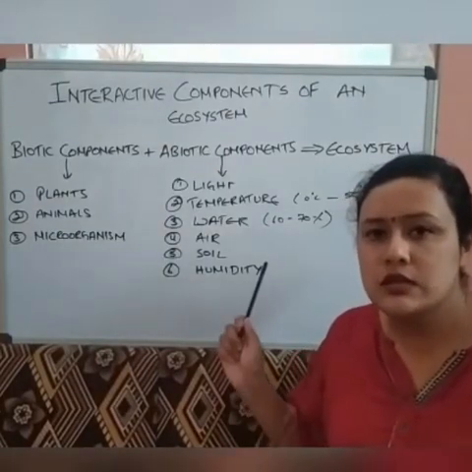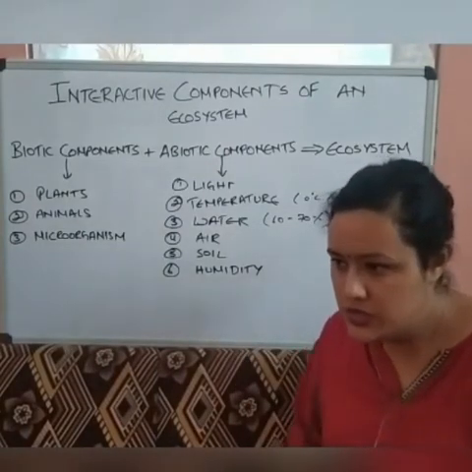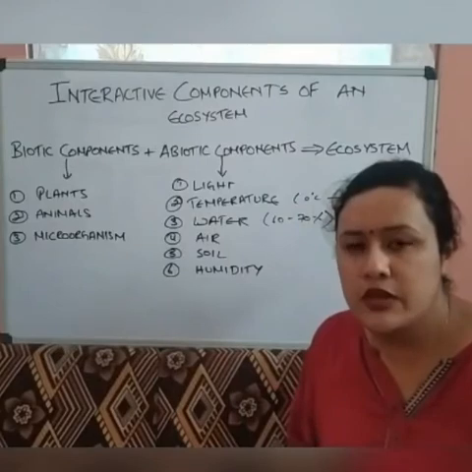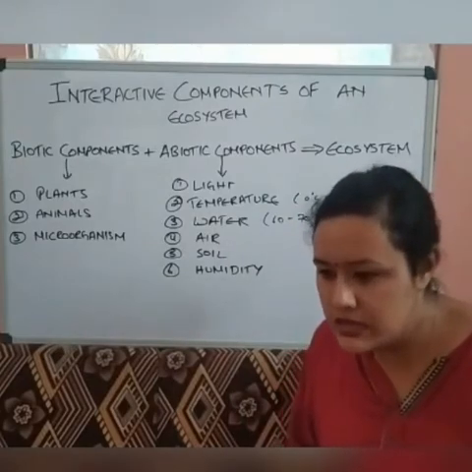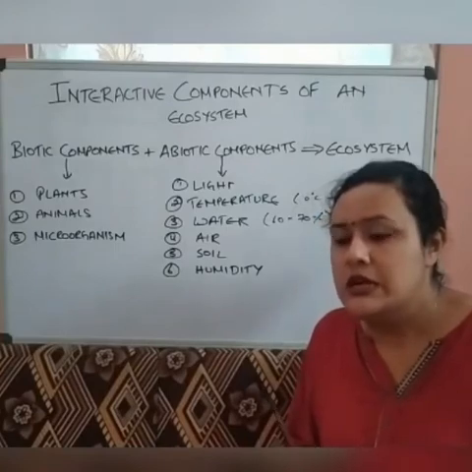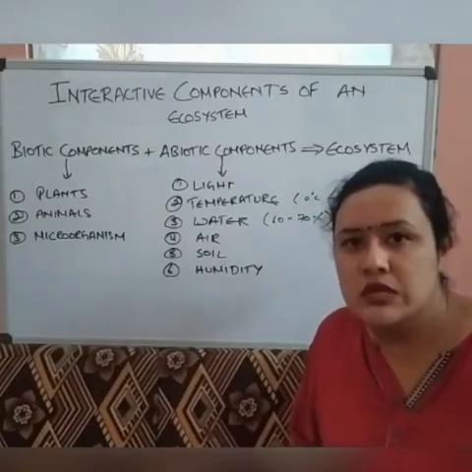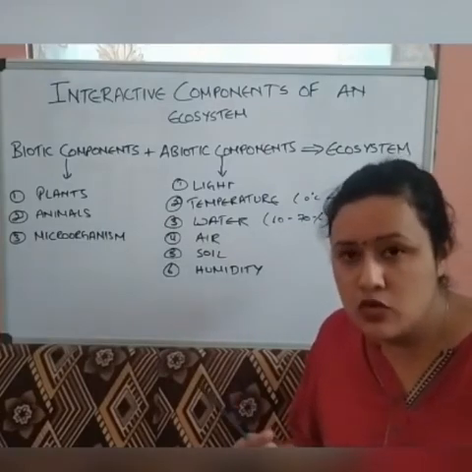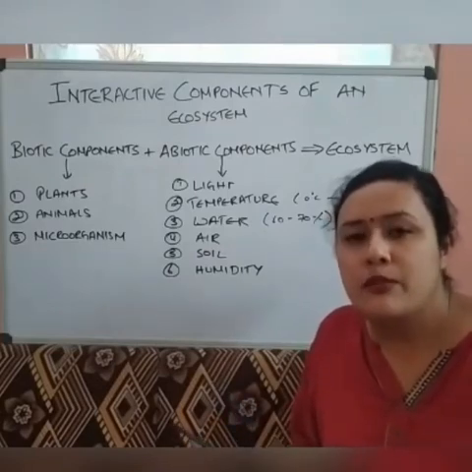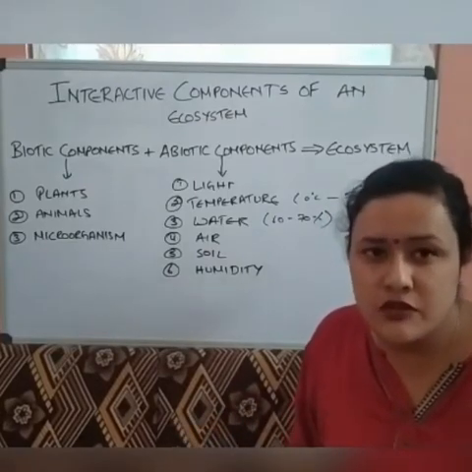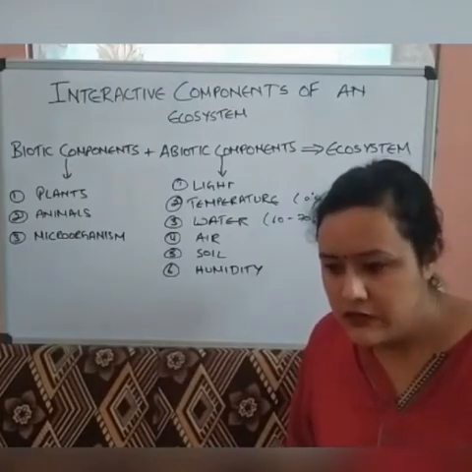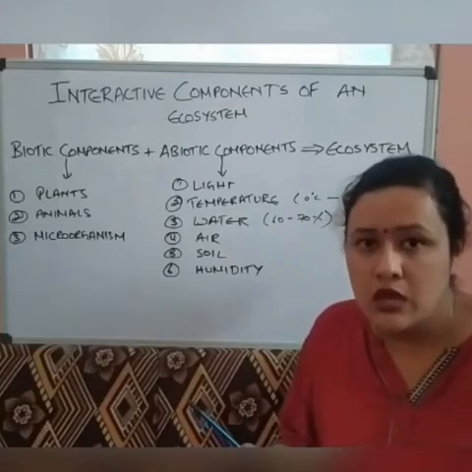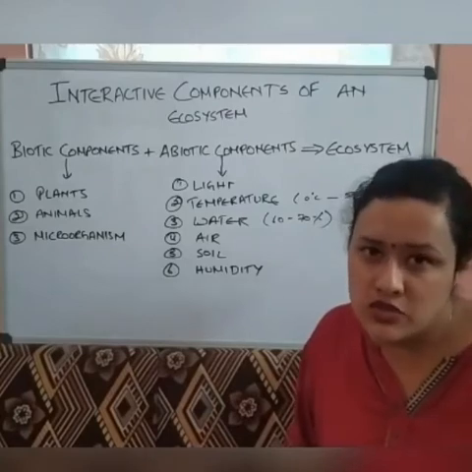Now the last one is humidity. Humidity is referred to as the amount of water vapor in the atmosphere. So we say that the more the amount of water vapor in the atmosphere, the more will be the humidity. The more the humidity, the more will be the evaporation of water from different surfaces like plants and animals. In plants, if humidity is high, what happens? There is more loss of water in the form of water vapor, and that process is known as transpiration.